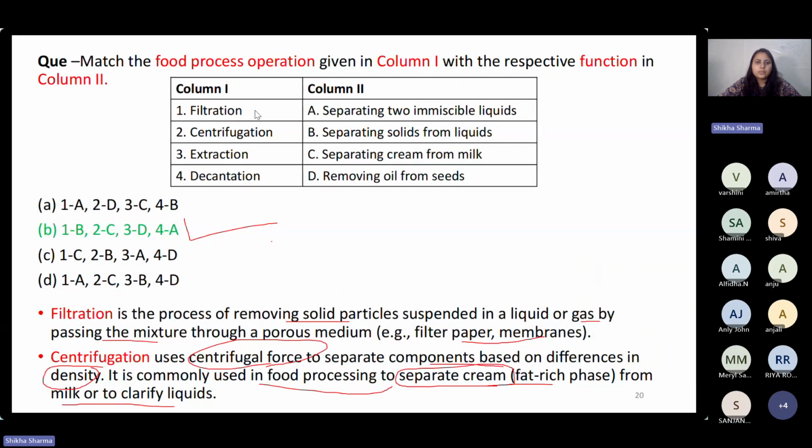So basically filtration is related to solid separation from liquids. Then centrifugation is for the cream separation from the milk. Then extraction is for the oil separation from the oil seeds, and decantation is separating two immiscible liquids. So option B is correct here.